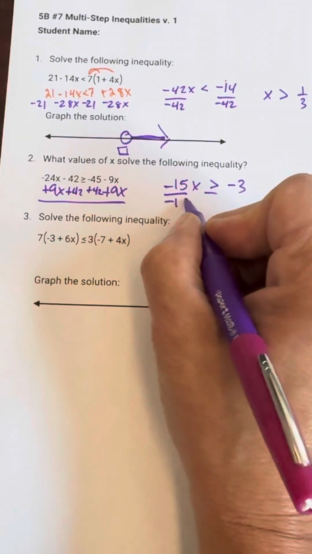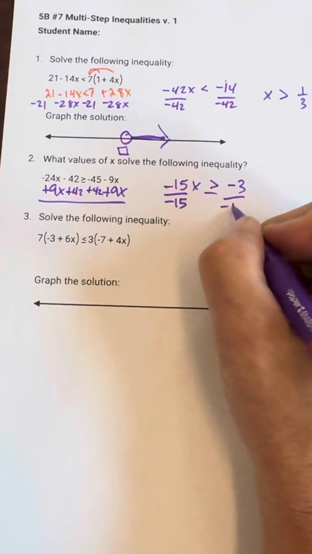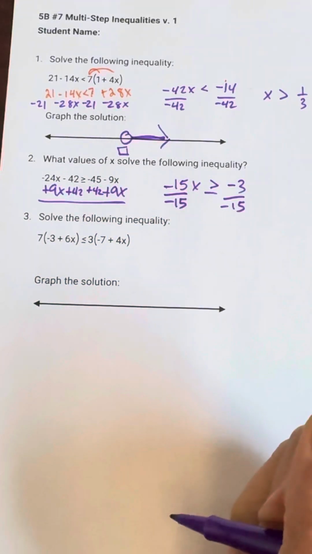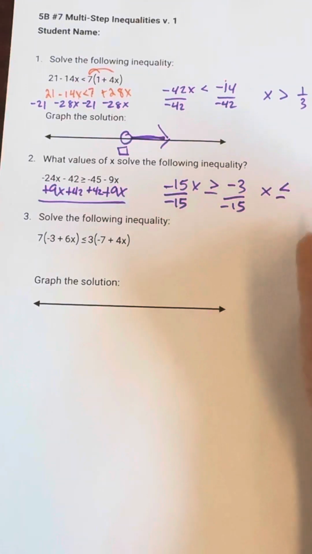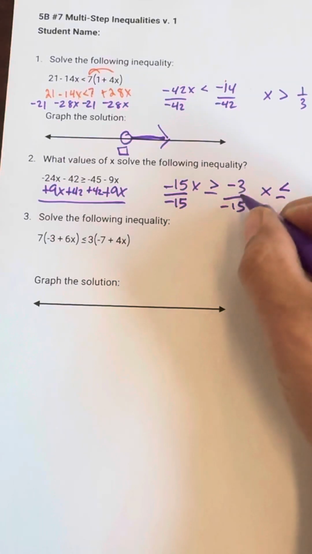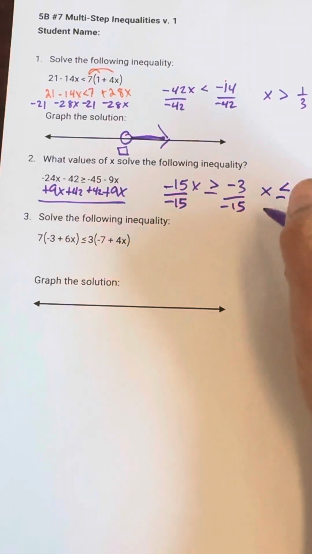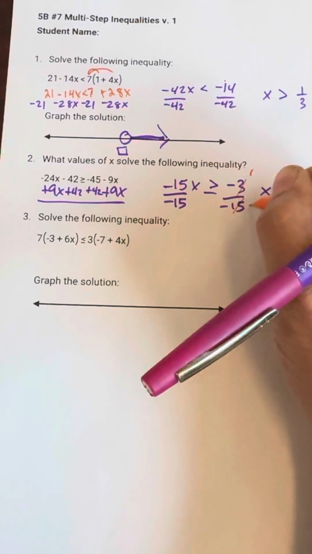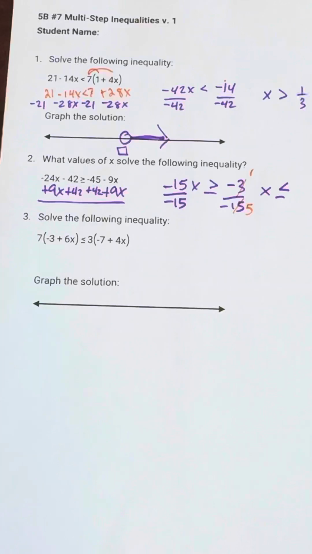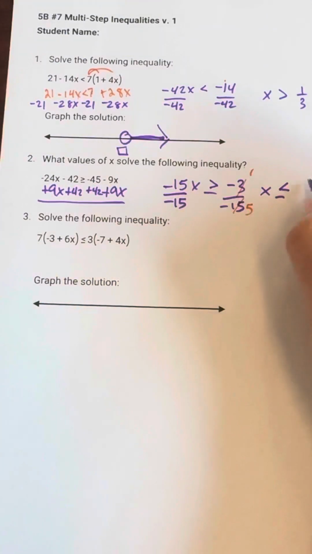And then divide by negative 15. And so remember, when you divide by a negative, again, you have to flip that inequality. So x is less than or equal to a positive, and we need to reduce. 3 goes into 3 one time, and 3 goes into 15 5 times. So that reduces to a positive 1/5.